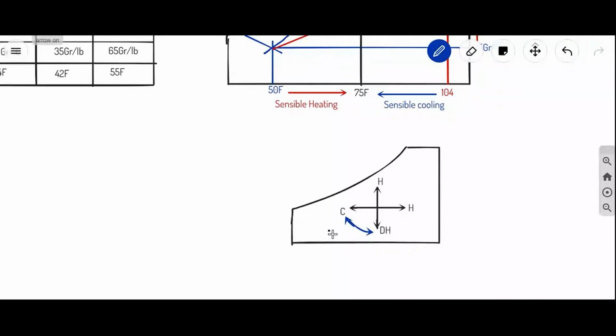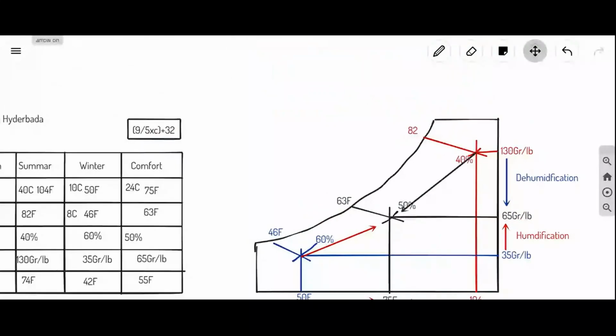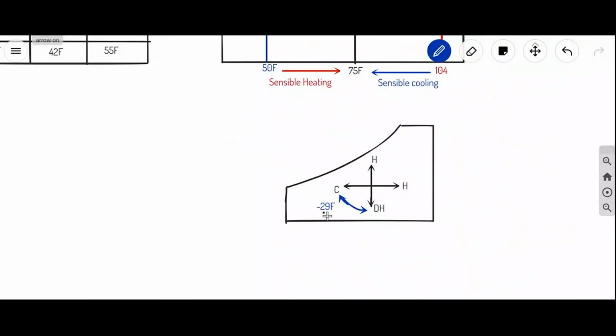As it is cooling and dehumidification, how much temperature we need to decrease? 104 minus 75, which is 25 plus 4, 29. Minus 29 degrees Fahrenheit you need to decrease. Minus means decrease, right? And you need to decrease 130 minus 65, minus 65 grains per pound.